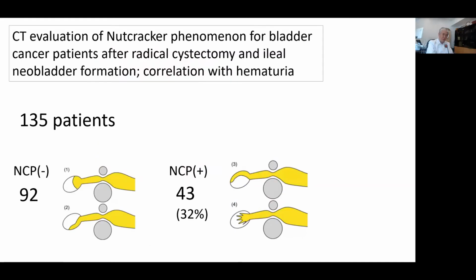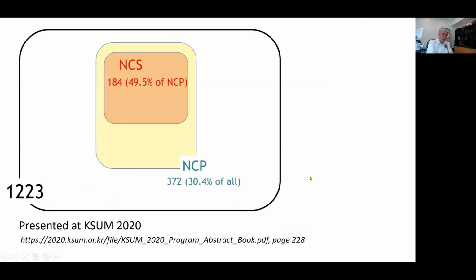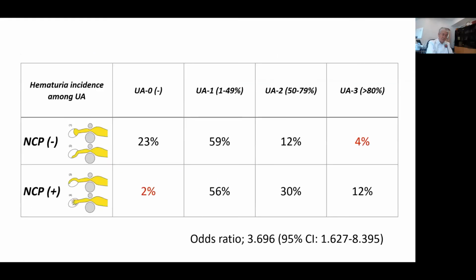This prevalence of positive Nutcracker findings at CT, 32%, is very equivalent to the 30.4% in our previous study using Doppler ultrasound. We divided hematuria incidence among urinalysis examinations into 4 categories: no hematuria at all, 1 to 49%, 50 to 79%, and more than 80% incidence of hematuria at urinalysis examinations.